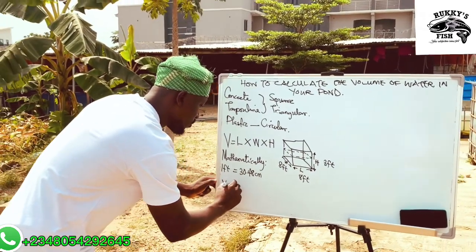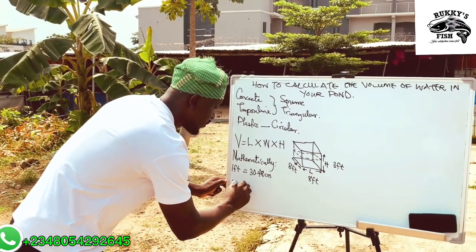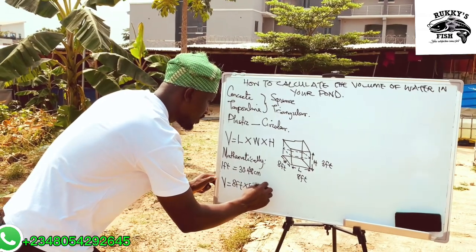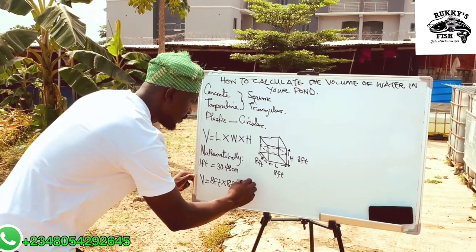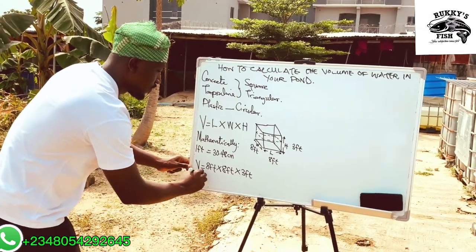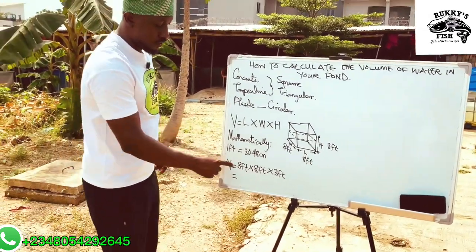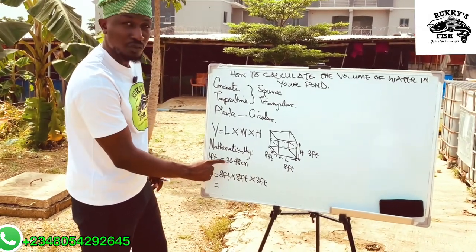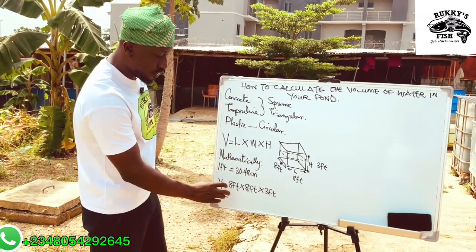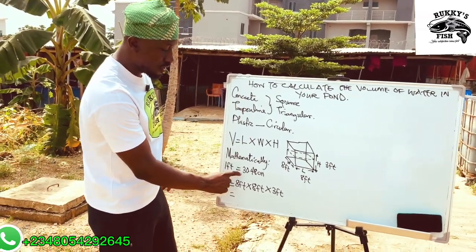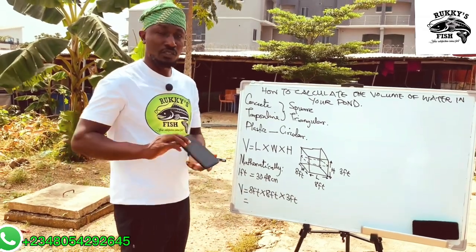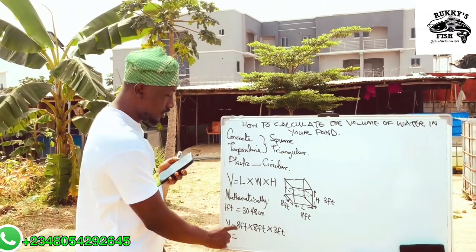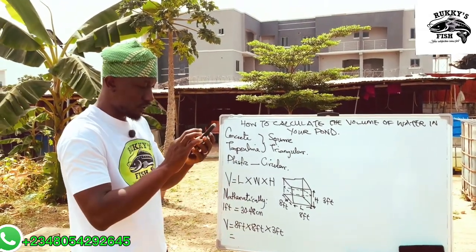Volume is equal to 8 feet multiplied by 8 feet multiplied by 3 feet height, right? Now remember, we are converting, so using our conversion table mathematically, 1 foot is equal to 30.48 centimeters, so it means 8 feet will just be multiplied by 30.48. So we go this way.